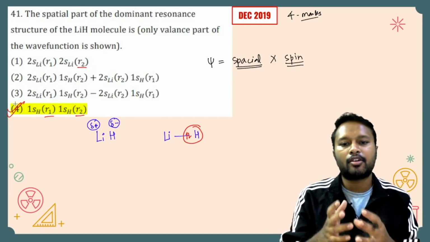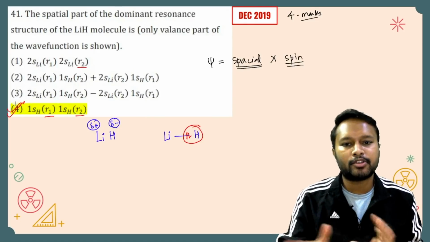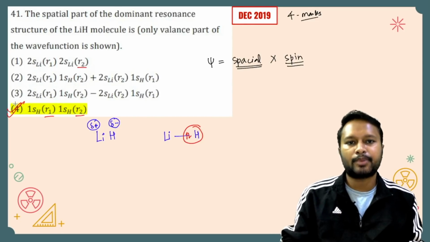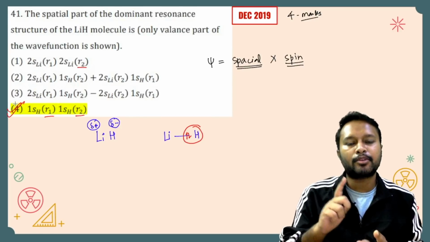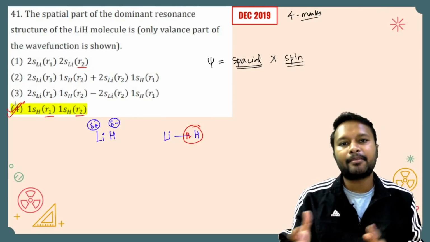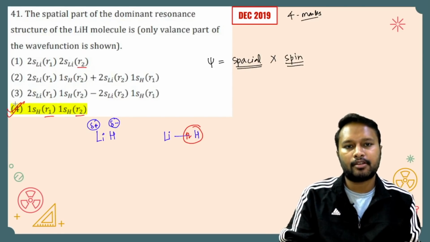Why is it correct? Because of the higher electronegativity of hydrogen as compared to lithium. It is as simple as that. Just by applying this logic, you can simply answer this. This question is from quantum mechanics, but from the chemical bonding part of quantum mechanics. All right, so let's see the next question then.